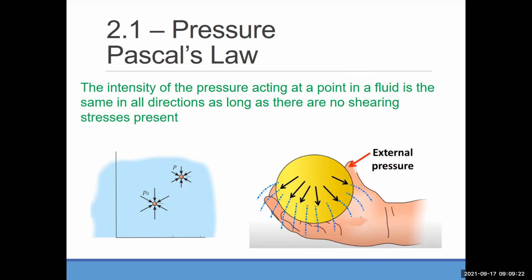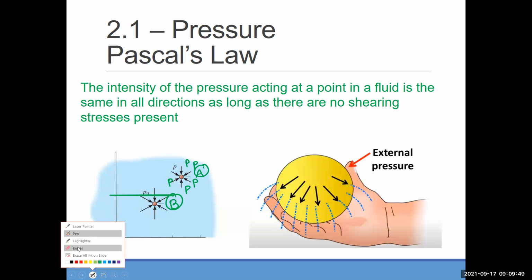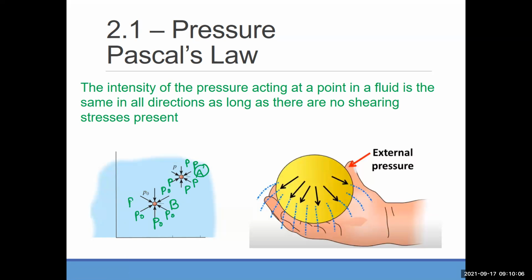So this is Pascal's law. What he said is that the intensity of the pressure acting at any point... This is point A, this is point B. At point A, in every direction, the pressure will be P. It doesn't matter from which side you're calculating, it should always be P. Now, for particle B or molecule B, what will be the pressure in each direction? This time it's P naught, right? So in any direction, it will be P naught.